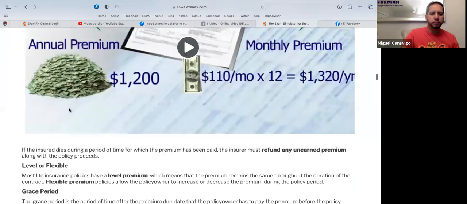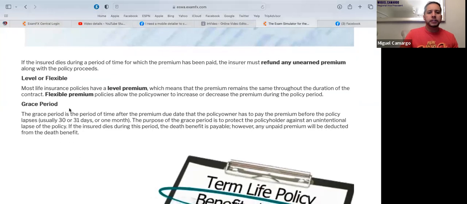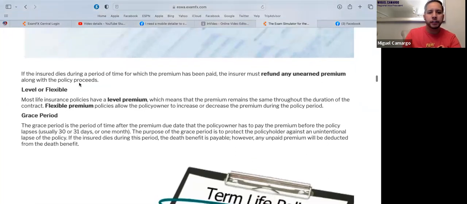So let's go here. Let's go through the words level versus flexible premium. Okay, hold on. There's something I missed over here. It says if an insured dies during a period of time for which premium has been paid, the insurer will provide a refund for unearned premium. So if you've paid premium and, God forbid, you pass away in between that time, your family's going to get a refund of whatever you paid. A portion of a refund of what you would have paid. It would have been, what's that word? Prorated.